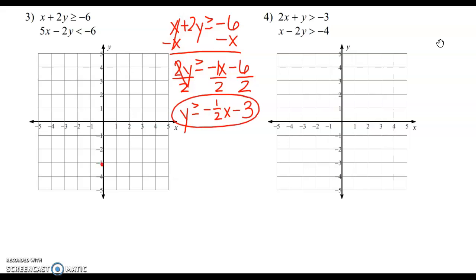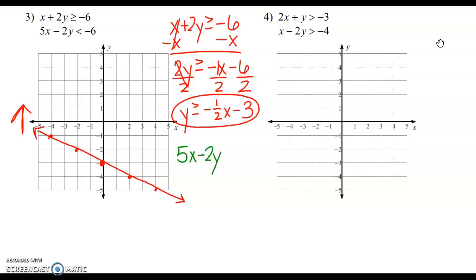So I can see the y-intercept then, just like yesterday, is -3. Slope is -1/2. So up 1, left 1, down 1, right 1. Solid because it is also equal to, and above because it is greater than. So then I go to the second inequality.